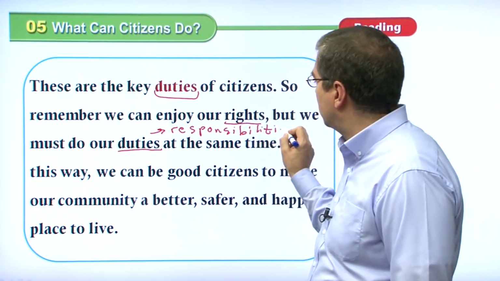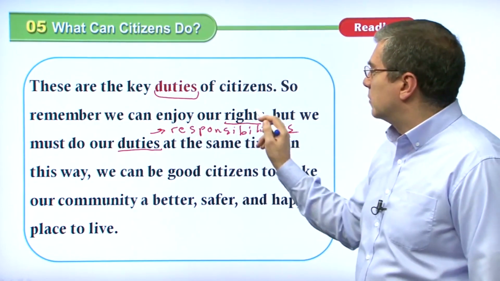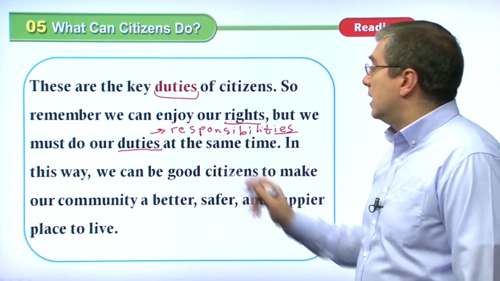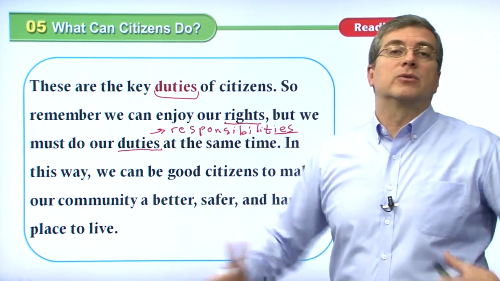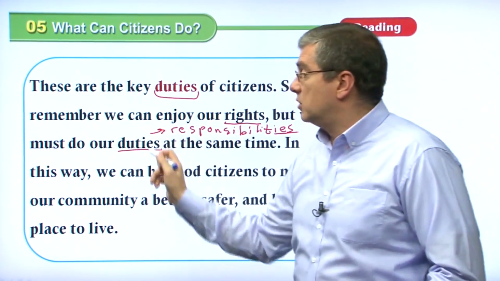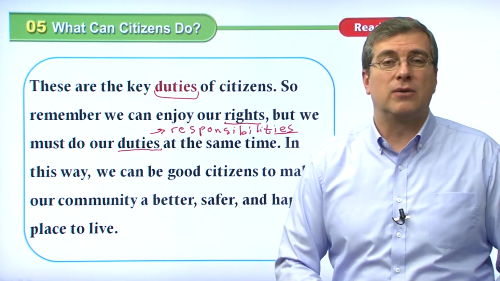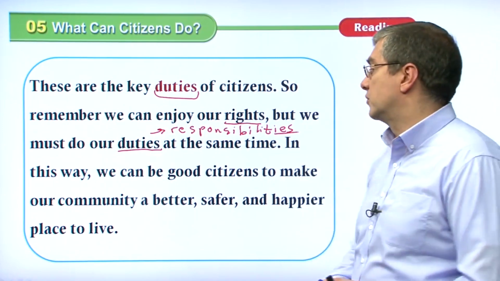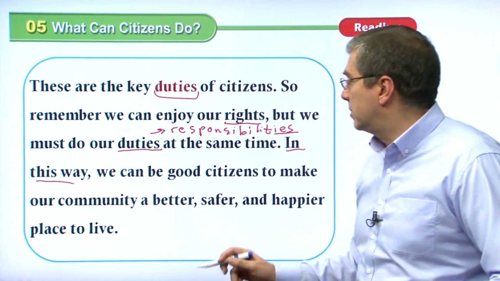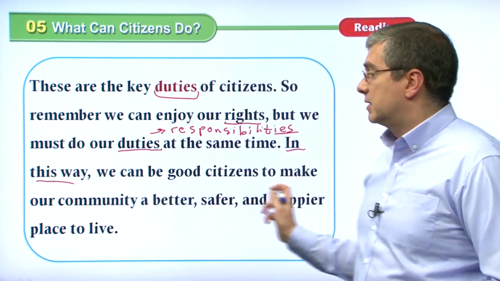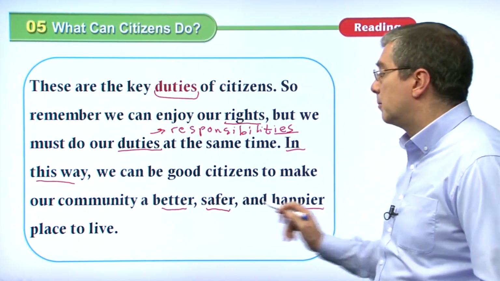And this one I'm going to put in plural, right? Responsibilities. We have duties, those are our responsibilities. We have rights, we have responsibilities. Duties is the same idea. We can enjoy our rights. We have those. We can do those things. But we must do our duties as well. We also have responsibilities. Things or people we have to take care of and also to take the blame if something goes wrong. In this way, by having rights and responsibilities, we can be good citizens to make our community a better, safer, and happier place to live.